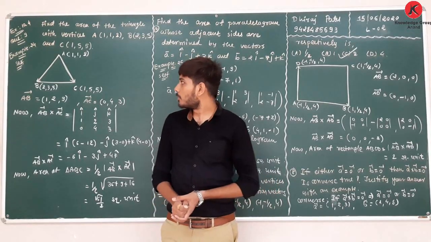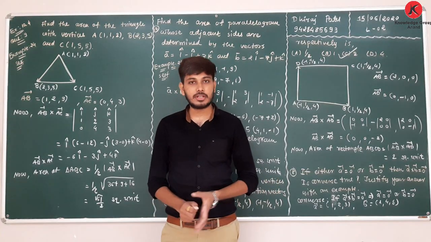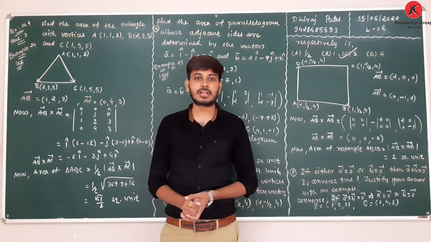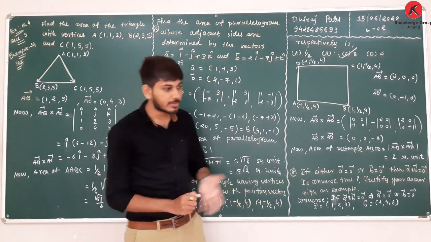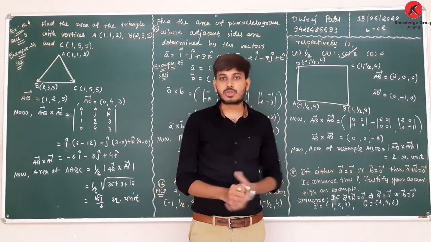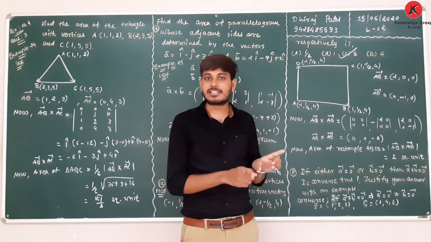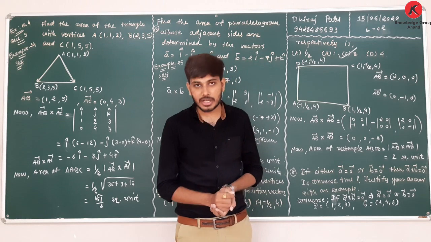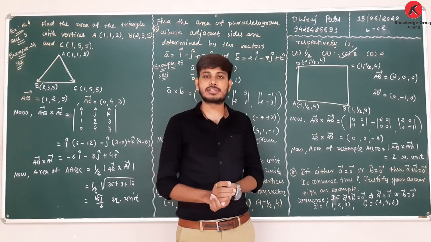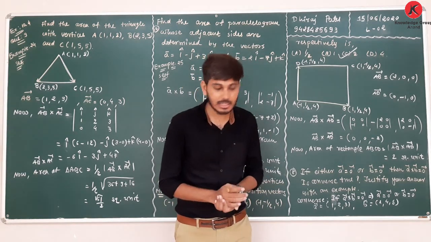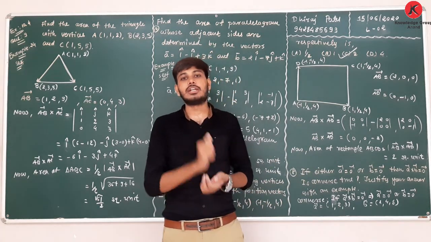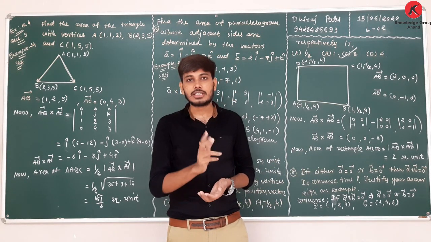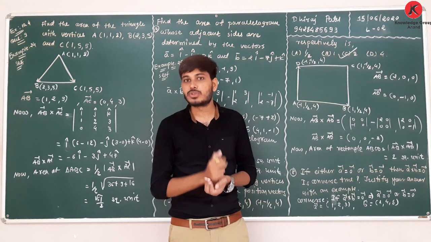Today we learned a very important topic. How to obtain the area of triangle by use of cross product. How to obtain the area of parallelogram by use of cross product of two adjacent sides as well as by diagonals. A diagonals-based MCQ has more chances of being asked in the exam. If diagonals are given, take care: half into the magnitude of cross product of diagonals.